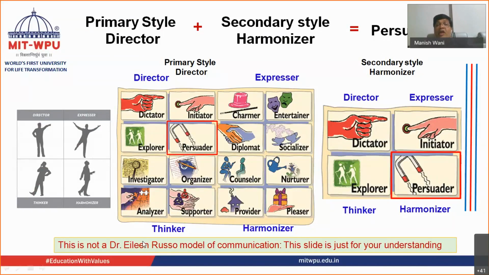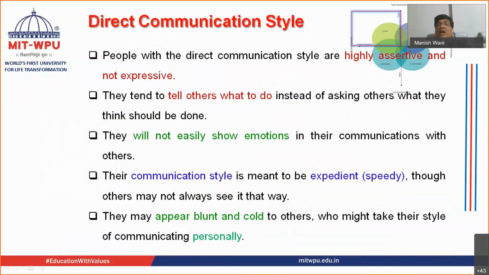I also told you this graph has nothing to do with Dr. Eileen Russo's model, which you are going to study further. But just to give you an idea of the primary and the secondary style, and how the style changes and how a person gets a combination of that style. Okay, for that I just wanted to show you this slide. You can easily skip this slide from your mind, because this has nothing to do with Dr. Eileen Russo's model.